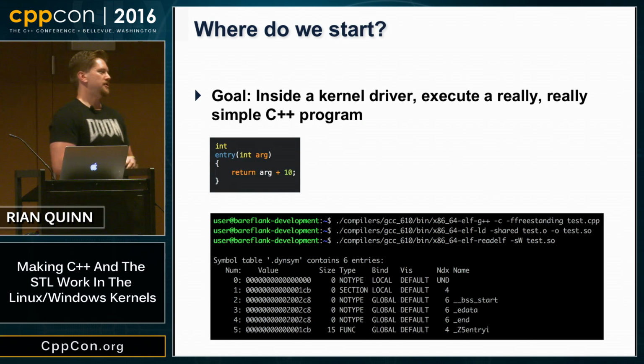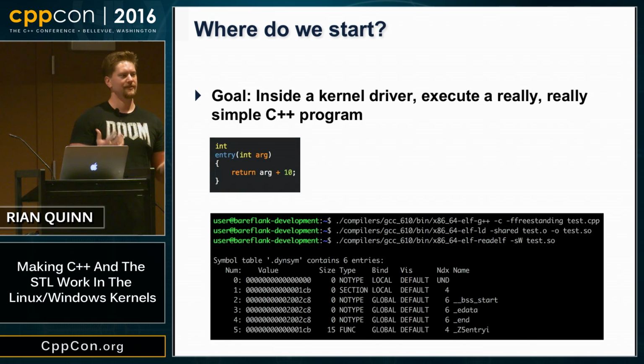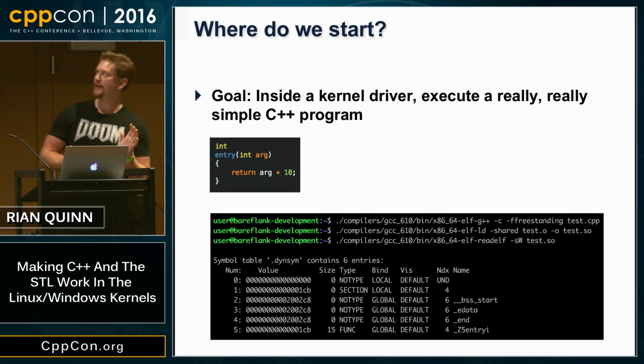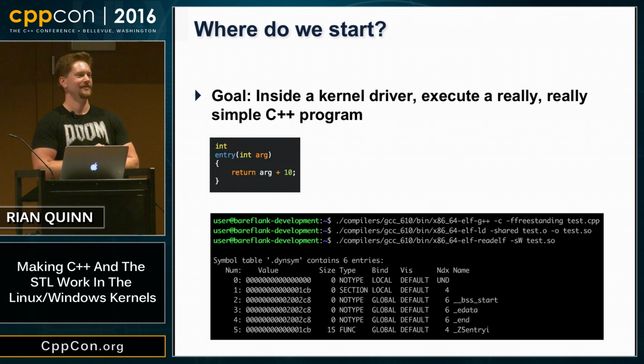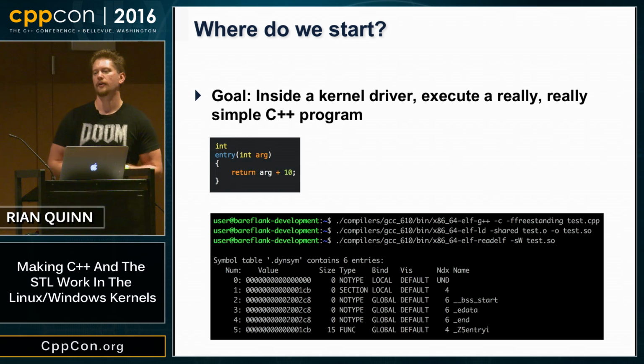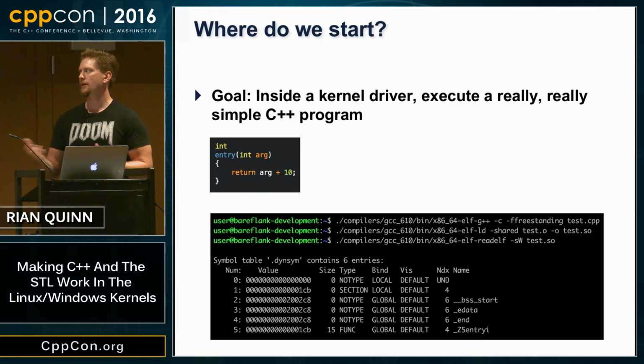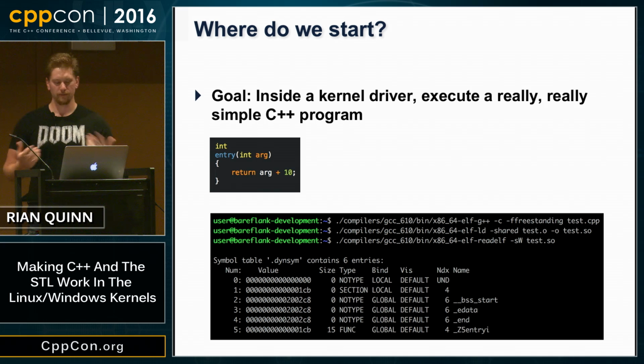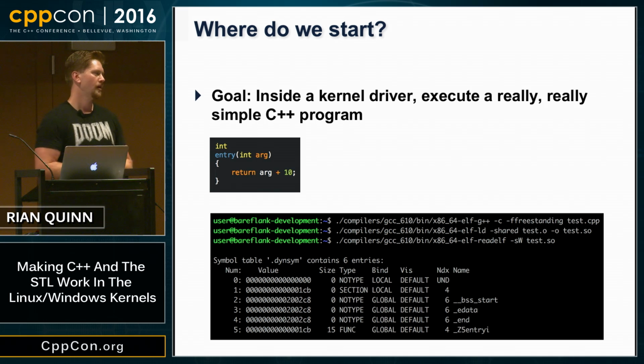So the first question that came to my mind, at least when I started the project, was, all right, where do I start? How am I going to do this? Because I need to be able to get C++ to run inside the actual kernel. And especially on operating systems like Linux, that is pretty much strictly prohibited. So what's the starting point? So I took a simple application like this, where it's really doing absolutely nothing, and compiled it.